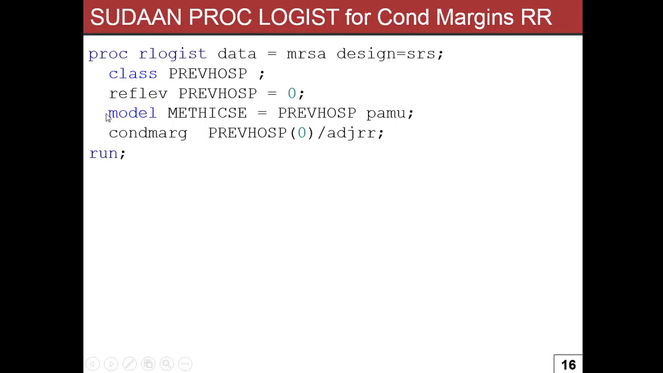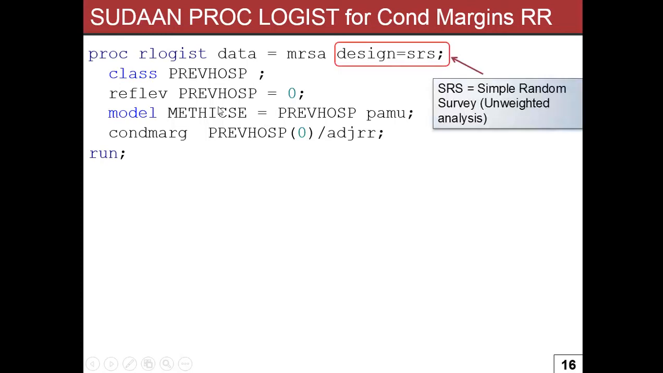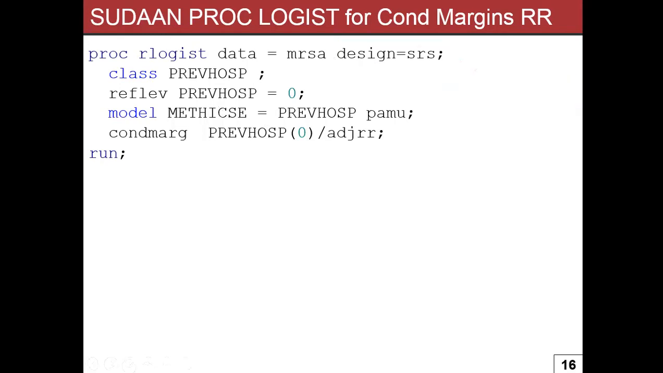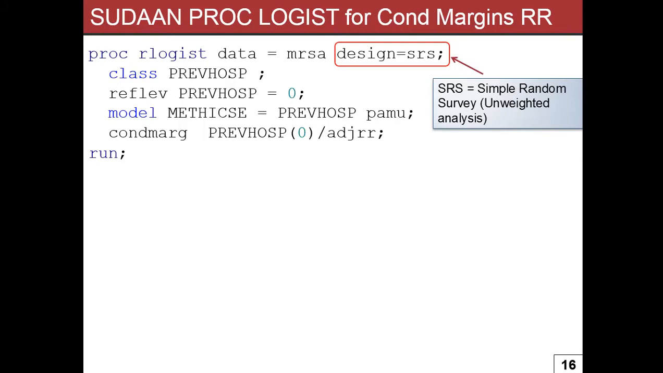So the model line is exactly the same. Here we go. Let's follow what the slide actually says. We're going to first start with design equals SRS. This is telling Sudaan, I have a regular data set that is a simple random sample, as in unweighted, there are no weights, everyone was sampled equally in this data set. So you have to first tell it, I'm doing a regular old analysis. You've got to do it, because otherwise it's going to expect you to specify the weights and the clustering and the nested stuff and all this stuff that has to do with stratified sampling.